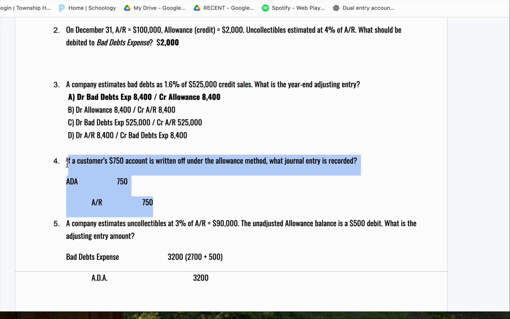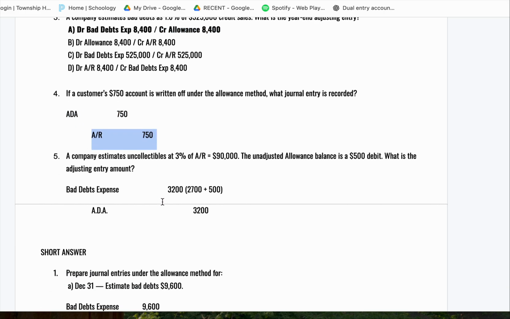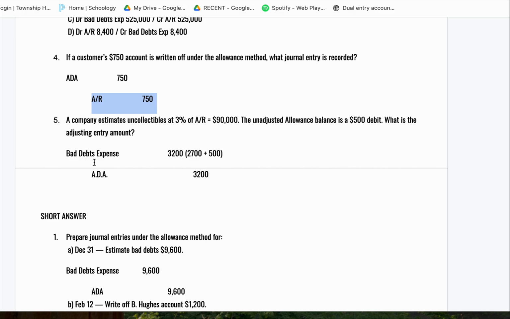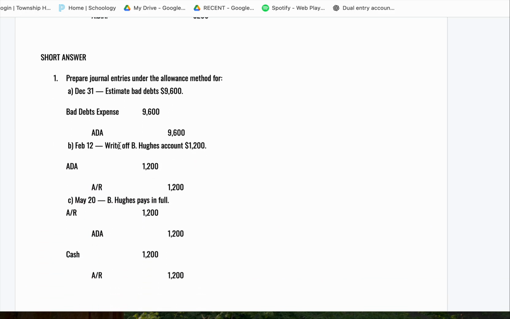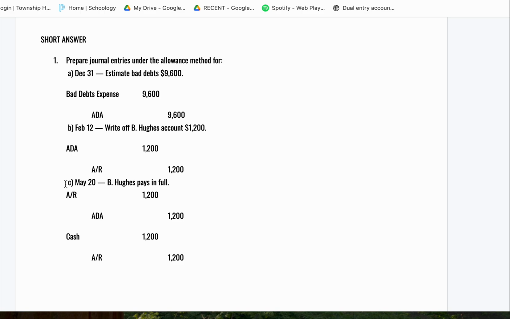And then this is how you journalize when you write off the account. So we were filling it up by crediting allowance for doubtful accounts, and then we find out someone's not going to pay us, we debit allowance for doubtful accounts and credit accounts receivable. Here's just some more journal entry examples. I'll just go through this last one here.